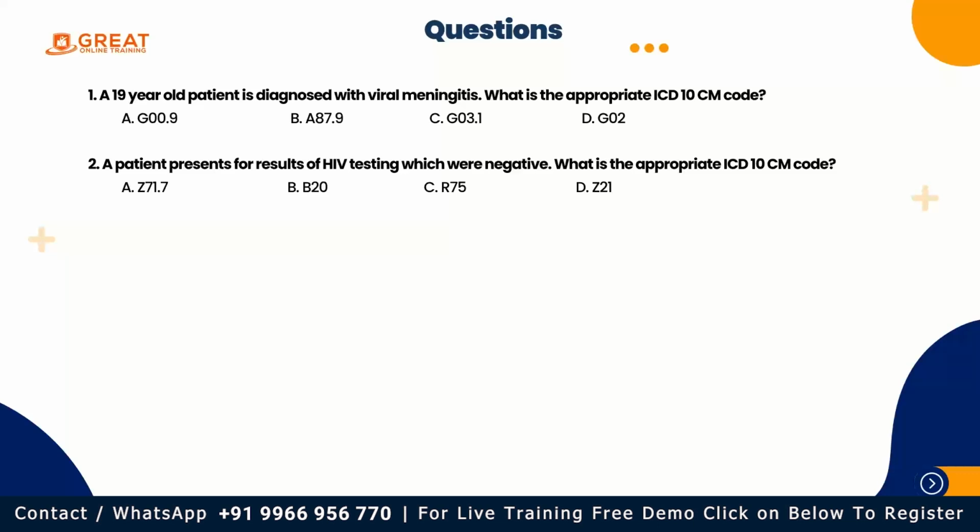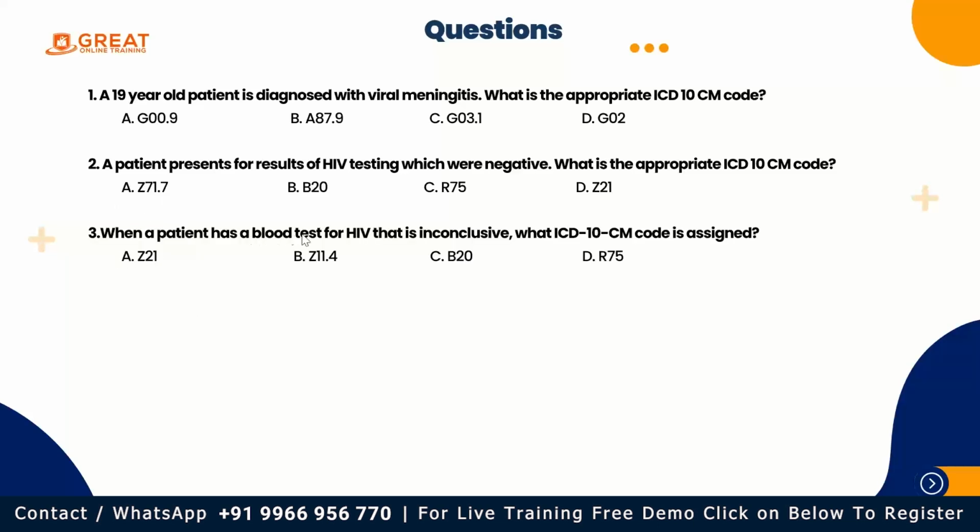Read the question, girl. HIV testing is there, but results are negative. Yeah, I remember the question, but I didn't know the answer. Now, then go and search for it. As the patient here is not presenting for testing, he presents just to inform that test results are negative. That's why we have to use the follow-up or consultation. This is Z71.7. This is A option.